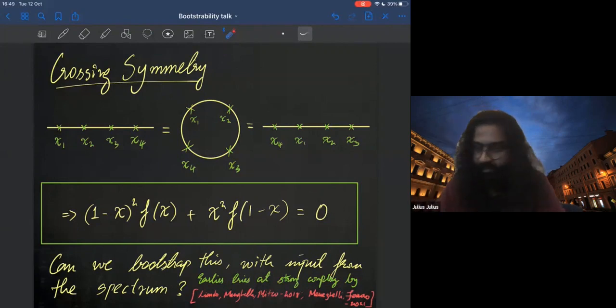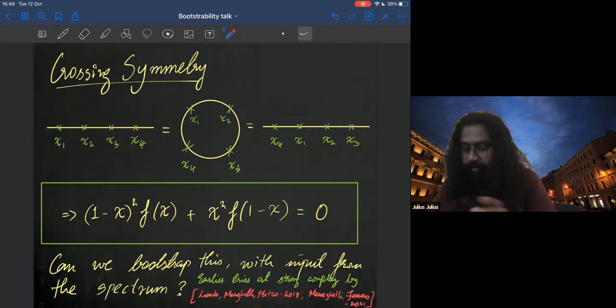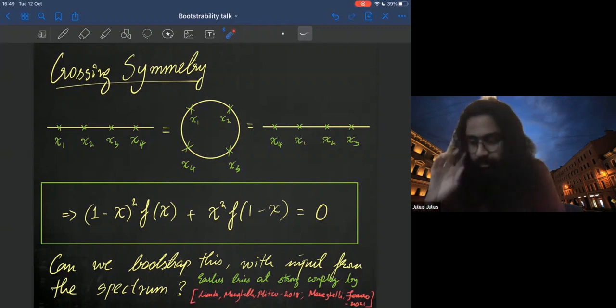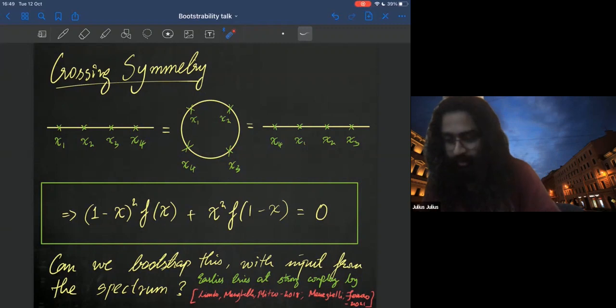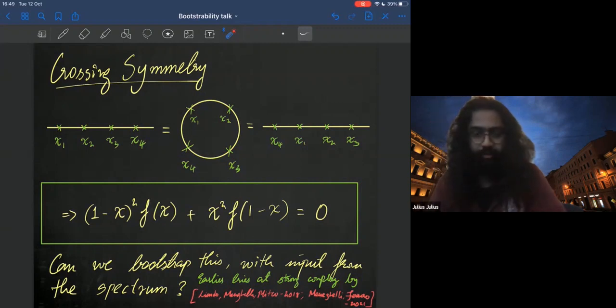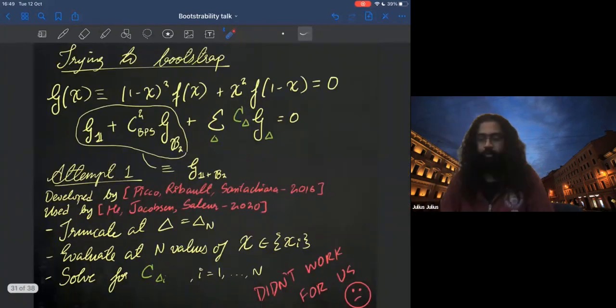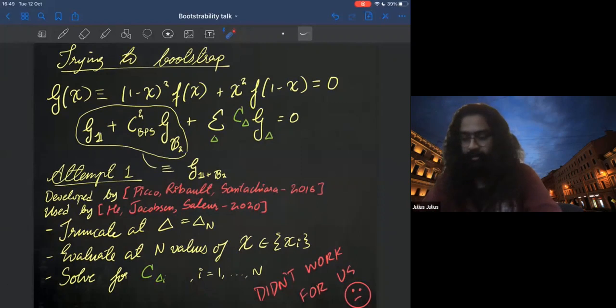Nevertheless, they have very, very interesting results. But our question is different. We want to do non-perturbative bootstrap, and we want to provide input from the spectrum. So is it possible to do this? In the last 10 minutes, I will try to explain our attempts at trying to do this, whether it's possible to bootstrap it. So the first attempt that we did was the following.